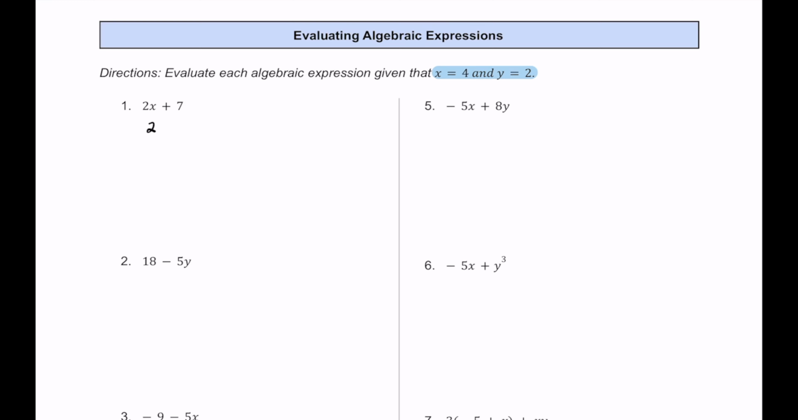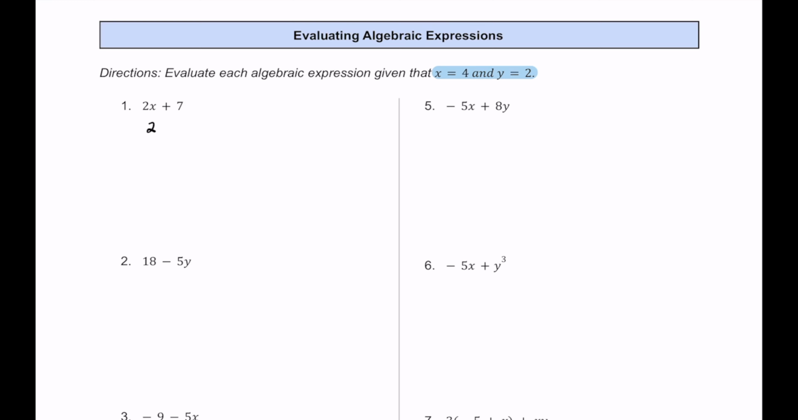Let's practice evaluating algebraic expressions together. In each of these given expressions, we're going to say that x is equal to 4 and that y is equal to 2. Okay, so we're going to use those for our values for x and y and make those substitutions. So for number 1, we have this expression of 2x plus 7.